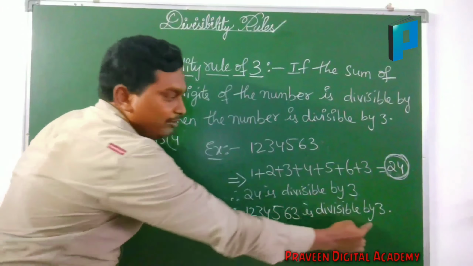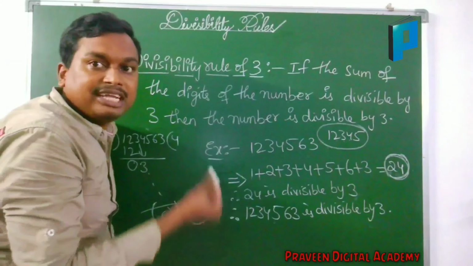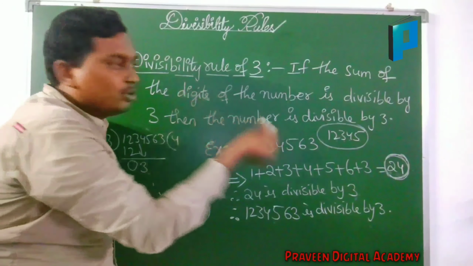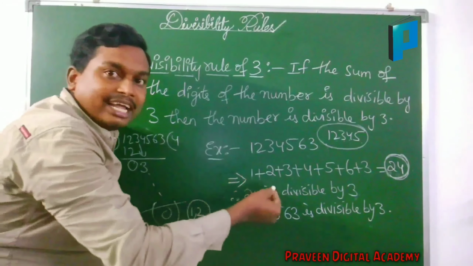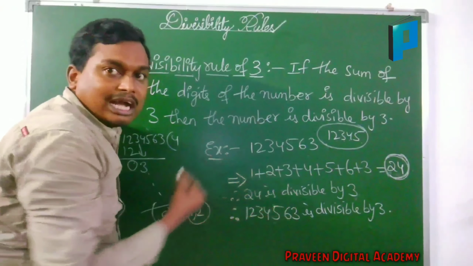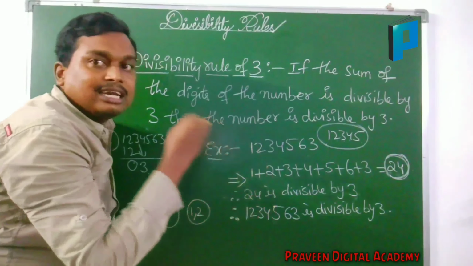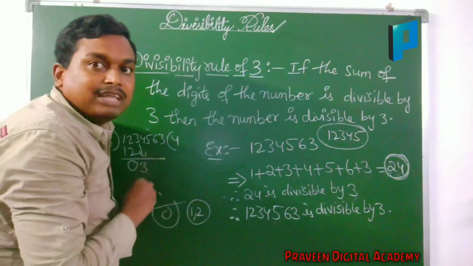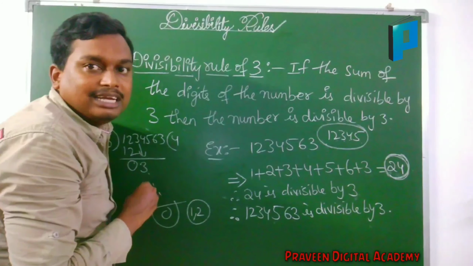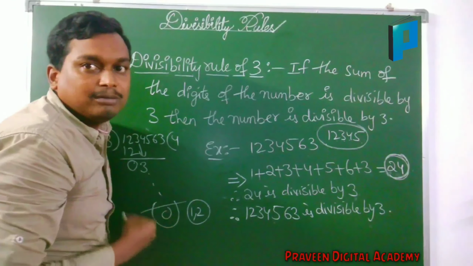Simple. Do the sum of all the digits. 1 plus 2, 3, 3 plus 3, 6, 6 plus 4, 10, 10 plus 5, 15. 15 is divisible by 3. So, this total number is also divisible by 3. By adding all the digits, whatever answer we get, if that answer is divisible by 3, then the number is divisible by 3. If that answer is not divisible by 3, then the total number is not divisible by 3.